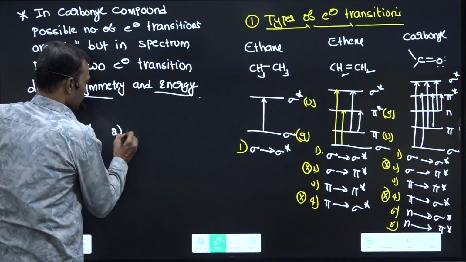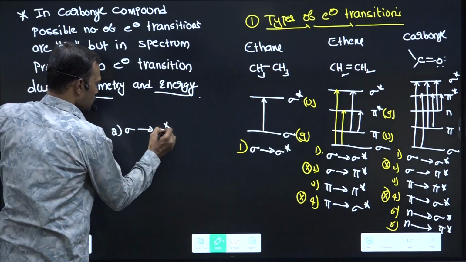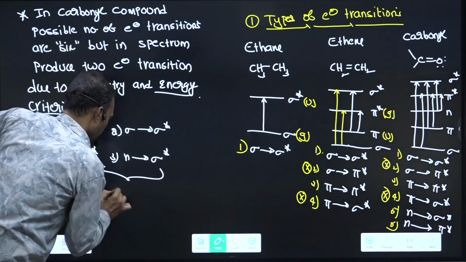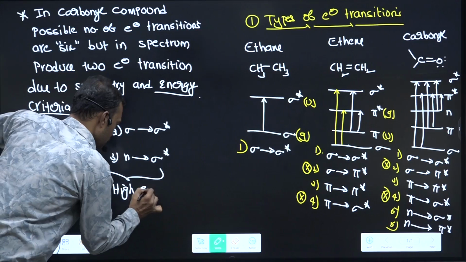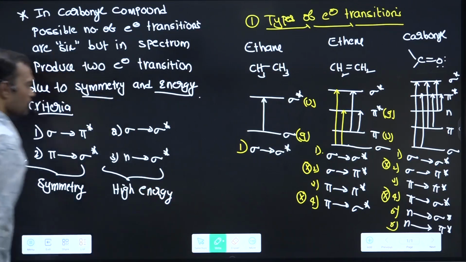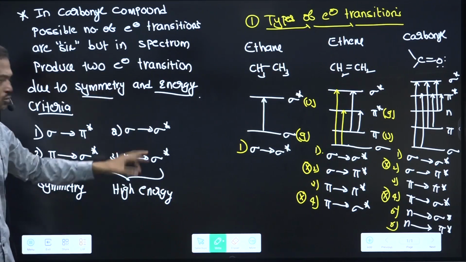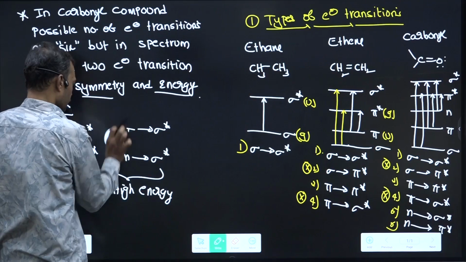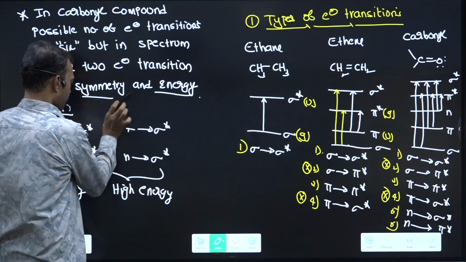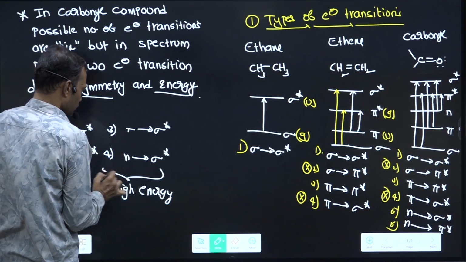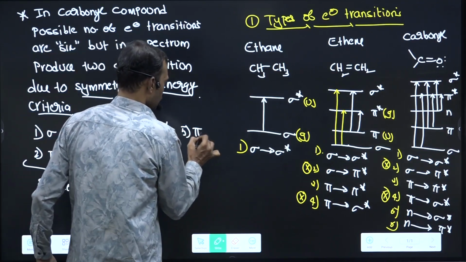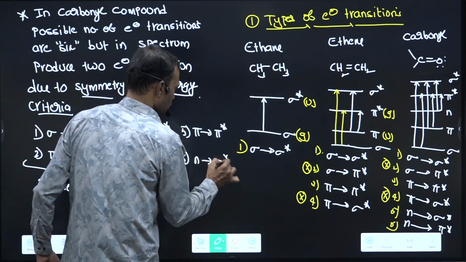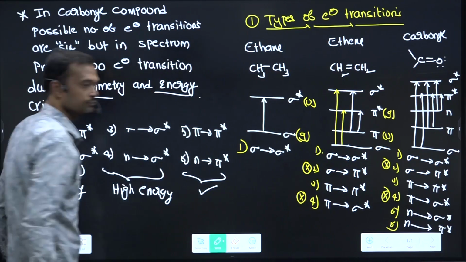And second case: sigma to sigma star, and third one, n to sigma star. They require high energy. High energy transition is required. That much amount we are not providing. So these two do not exist. Only 2 more transitions are possible, this is the third one and this is the fourth one. See, only 2 are possible: pi to pi star and n to pi star. Only these 2 are exhibited by carbonyl.